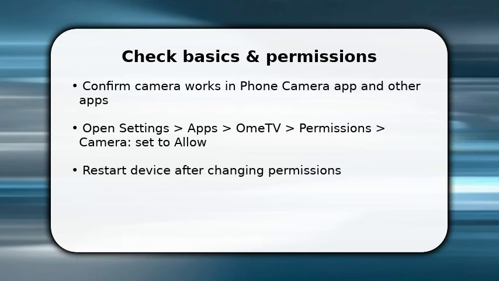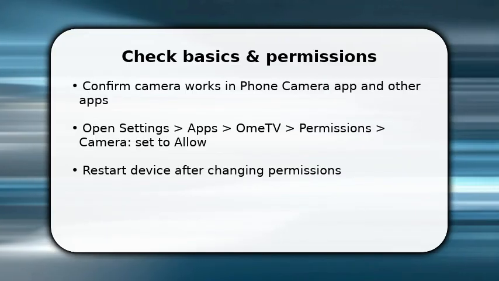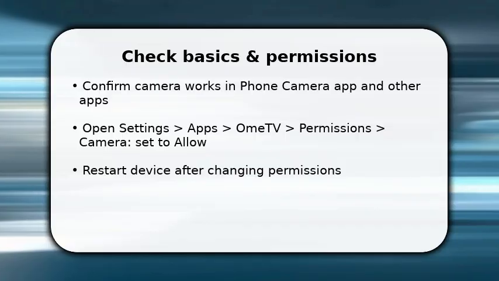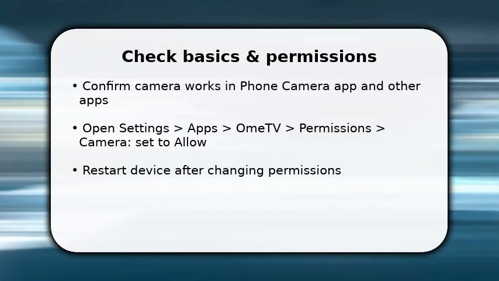You start by verifying the fundamentals. Open your phone camera and a different video app to confirm the hardware functions. Once done, go straight to Settings, find OMTV under Apps, then Permissions and enable camera access. This tells the OS which apps may use the lens. If permissions were already set, toggle them off then on to force a reset. Make sure to restart the device after changing permissions so the system reloads app privileges and drivers.